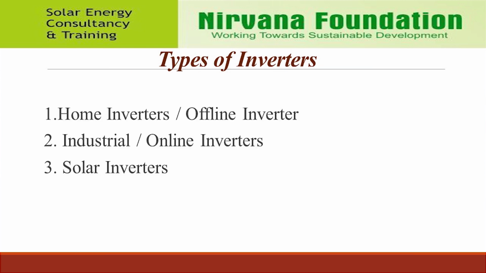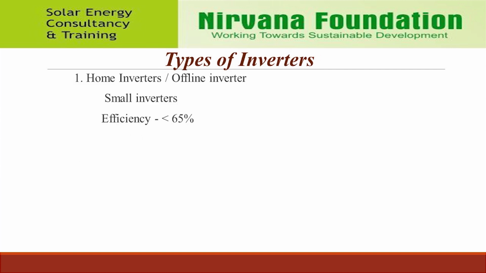Types of inverters. Home inverters or offline inverters. Industrial inverters. Solar inverters. Home inverters or offline inverter. Turned on when mains fails. The offline inverter need not find its usage often. It is required only when the main power supply fails.